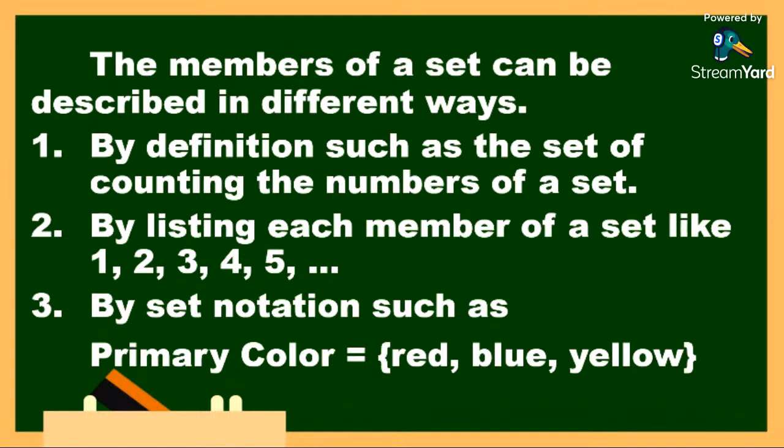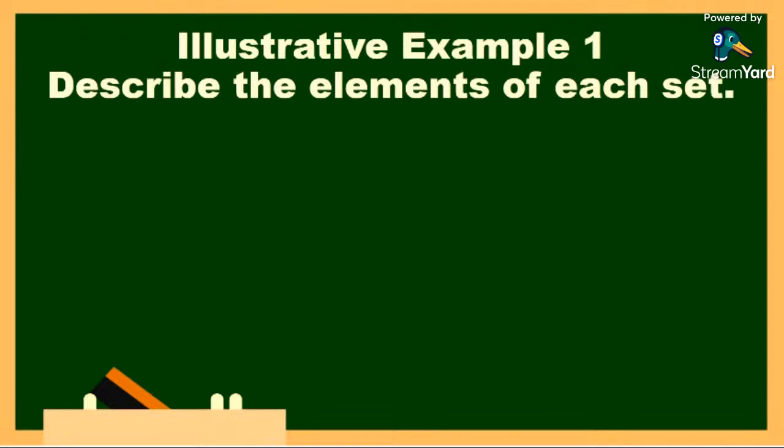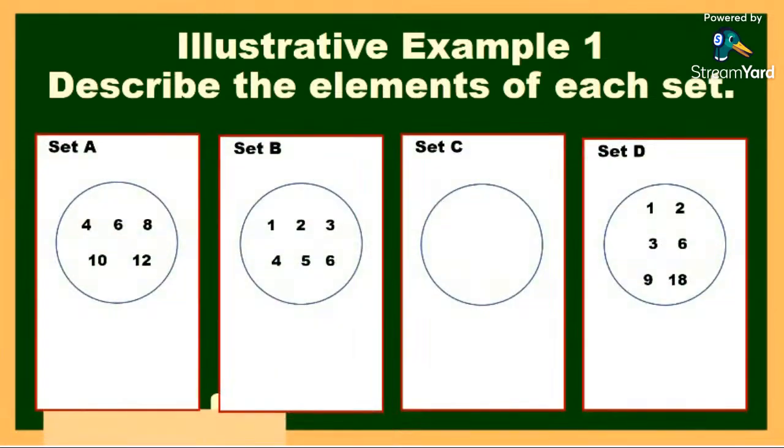Let us have now an illustrative example on how we can describe the elements of each set. Okay, so dito meron tayong 4 kinds of set. We have set A, set B, set C, and set D. Okay, dito sa set A, as you can see, we have even numbers from 4, 6, 8, 10, and 12.